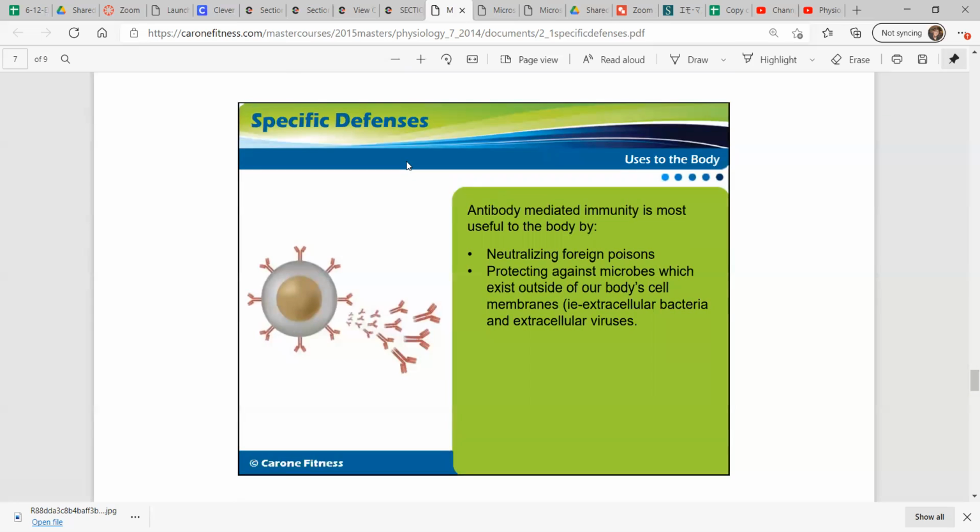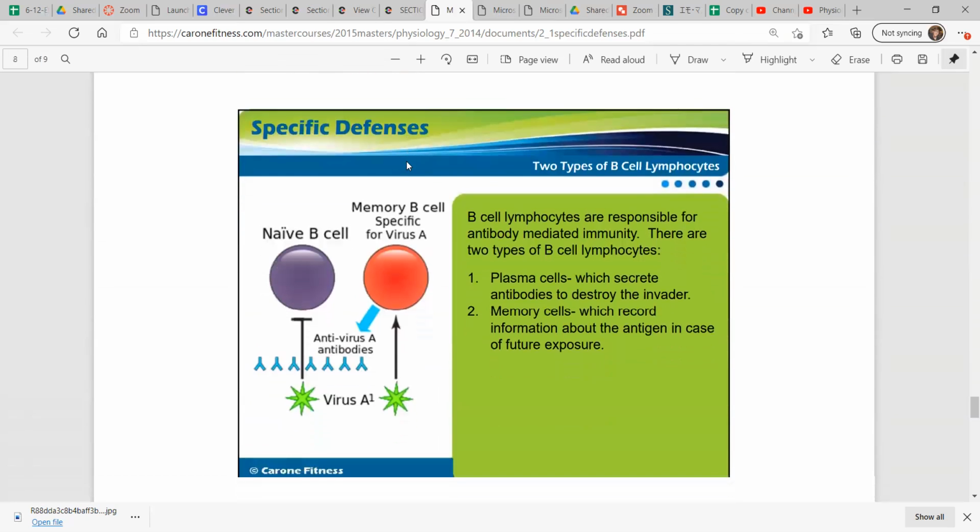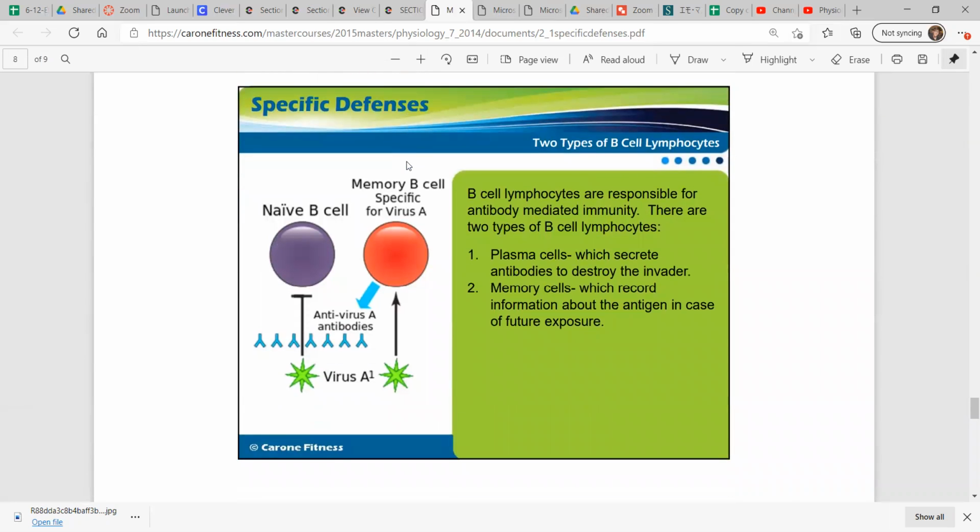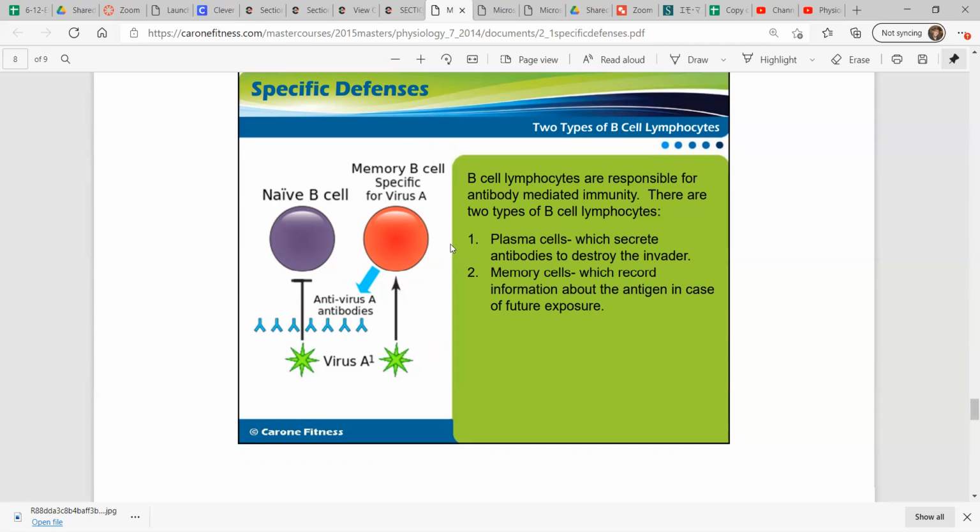Antibody-mediated immunity is most useful to the body by neutralizing foreign poisons, protecting against microbes which exist outside of our body cell membranes, for example, extracellular bacteria and extracellular viruses. B cell lymphocytes are responsible for antibody-mediated immunity. There are two types of B cell lymphocytes. We have plasma cells. They secrete antibodies to destroy the invader, and memory cells, which record information about the antigen in case of future exposure.